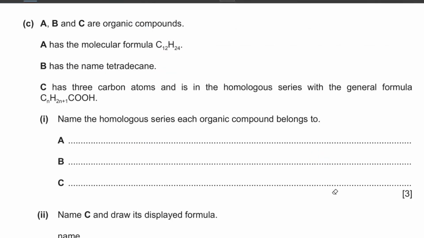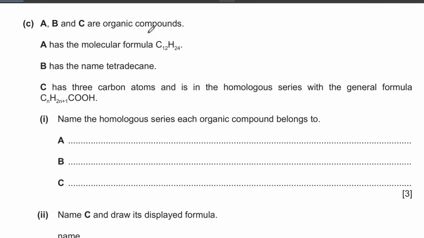Next question. A, B, and C are organic compounds. A has the molecular formula C12H24. B has the name tetradecane. C has 3 carbon atoms and is in the homologous series with general formula CnH2n+1COOH. Name the homologous series each organic compound belongs to. So the first one, we have C12H24. So how do we know the homologous series that this belongs to?